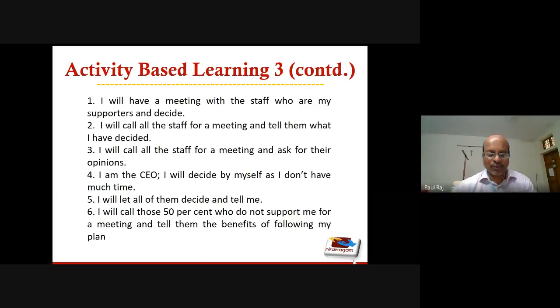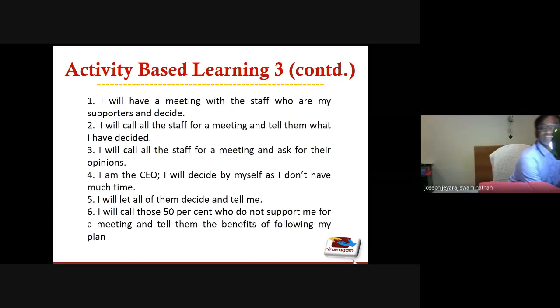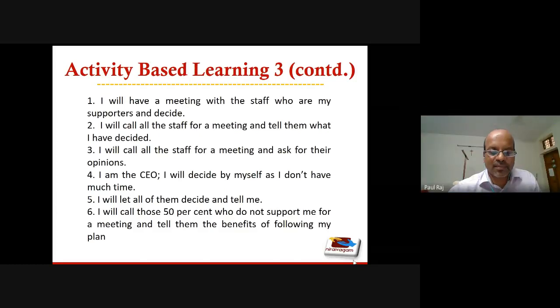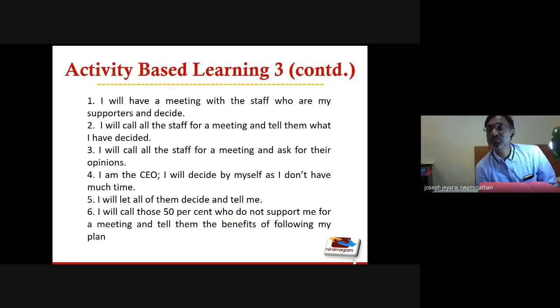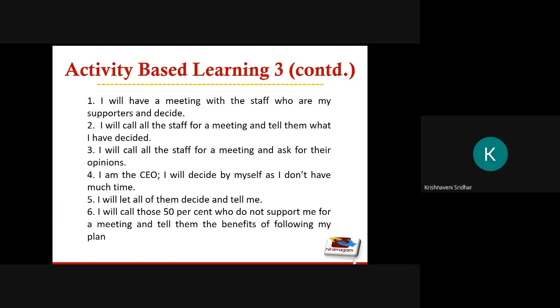Any last two interventions, please? Has anyone typed in the message column, the text column? Number 6. Somebody has chosen number 6. Okay, Damuraj has taken number 6. Okay.